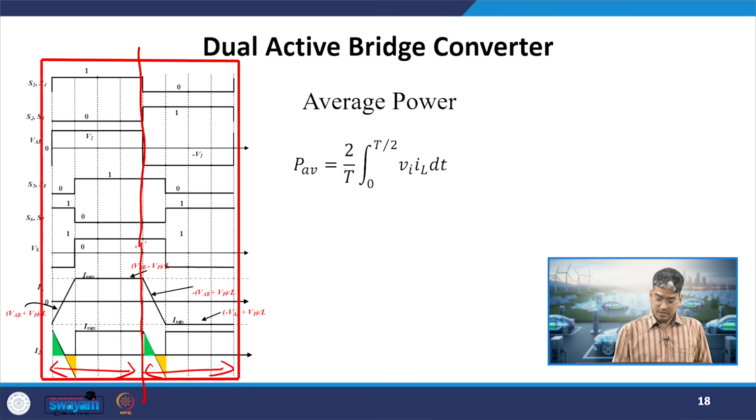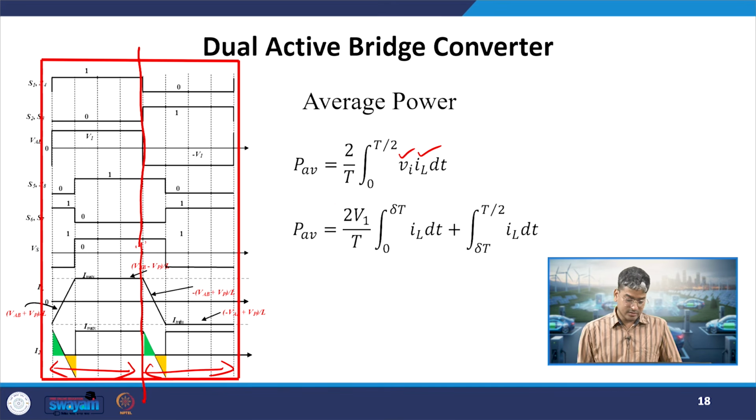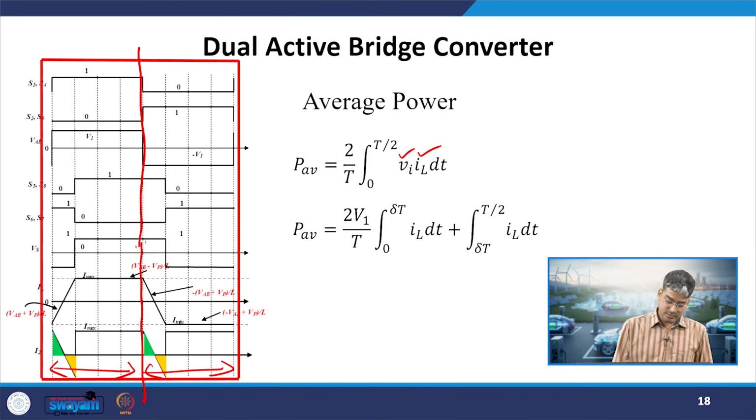Okay. So, now V input, that is my V1, multiplied by IL will give me the power which is drawn, integrated over the half cycle. I will be able to find out what is the power being drawn from the source side. The same power will be given to the load as we are neglecting the losses. Okay. So, now in this half cycle, if you see, we have two modes, that is mode 1 and mode 2. So, now we have split this integration into two parts.